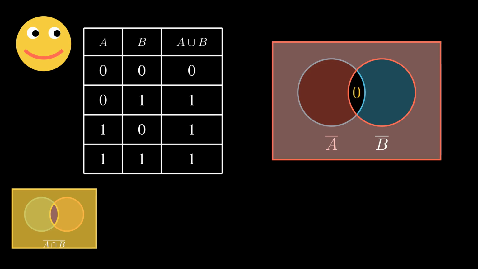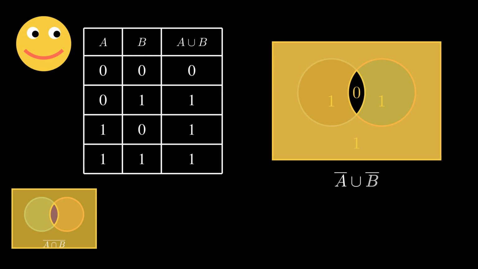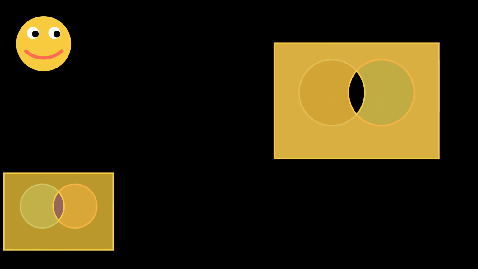Within set A, the complement of B is true, and within set B, the complement of A is true. Outside of both sets, both are true. So, we are looking for where at least one is true. Let's compare it with the original form. It is evident that the same outer yellow set can be achieved within both operations. Therefore, these two operations are identical.